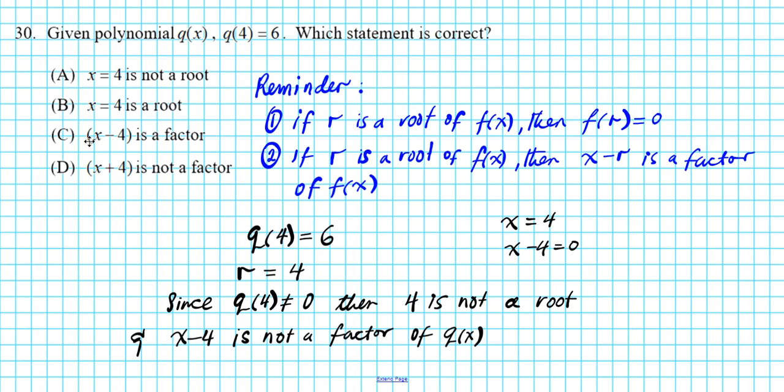So let's take a look at the options here and see which one harmonizes with one of the conclusions that we were able to draw from this situation. X equals 4 is not a root. That's perfect. X equals 4 is not a root. If it were a root, guess what? Q of 4 will be 0. Okay? So our answer to question 30 is option letter A.